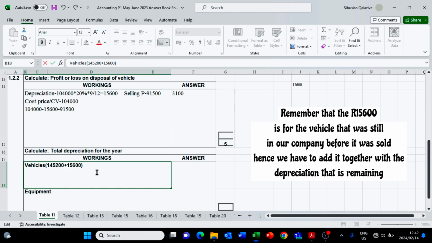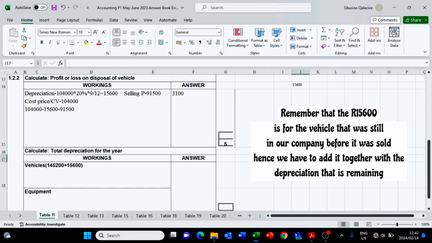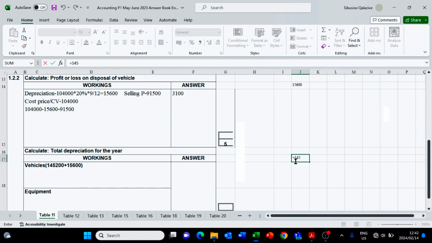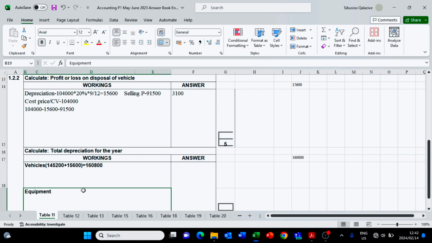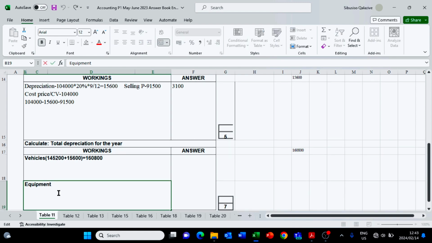15,600, which is supposed to give us, let me calculate it on the side here, 145,200 plus 15,600, is it? Yes, which is going to give us 160,800. So we're going to say equals 160,800. This is the depreciation for the vehicle. Now we have to calculate the depreciation for the equipment.